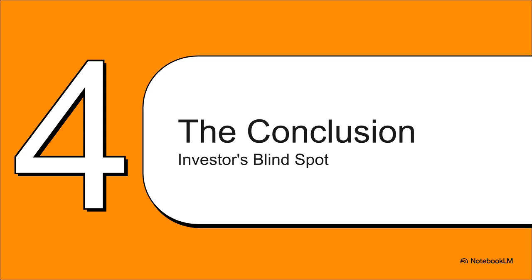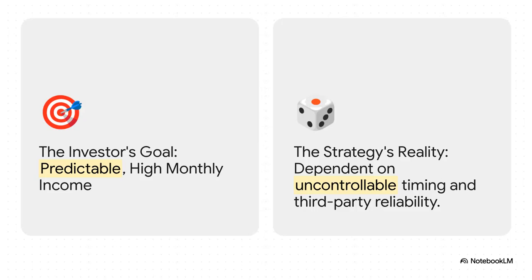So when we put all three of these risks together, the counterparty risk, the tracking error, and this powerful path dependency, what we get is the conclusion: a massive blind spot for you, the investor. And here's where the conflict really becomes clear. On the one hand, your goal as an income investor is wonderfully simple: predictable, high monthly income. But the reality of the strategy being used is, well, it's anything but simple. Its success is hanging on factors you can't control, like the split-second timing of trades and the financial stability of other companies.